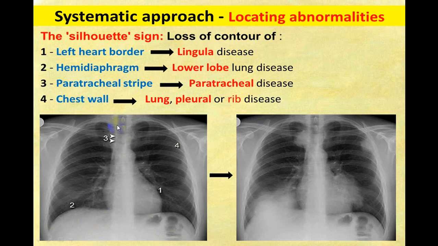In a paratracheal strip, this will be mediastinal structures. And in this part, superior mediastinum, and lower part, either it is anterior, middle or posterior. If it is a chest wall which you cannot identify very clearly, it is either because of lung, or because of pleura, or because of some rib disorders.